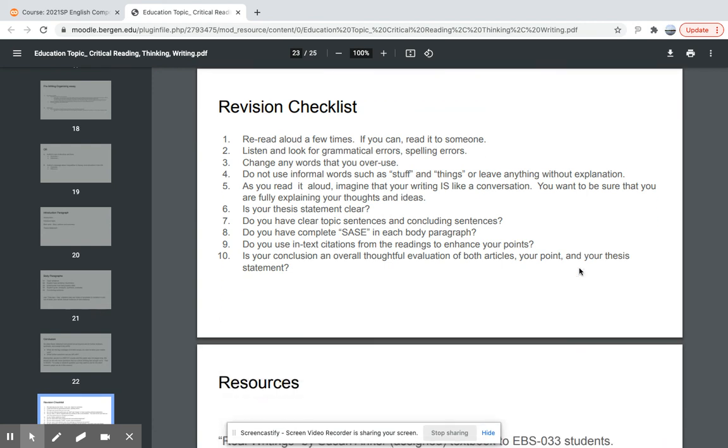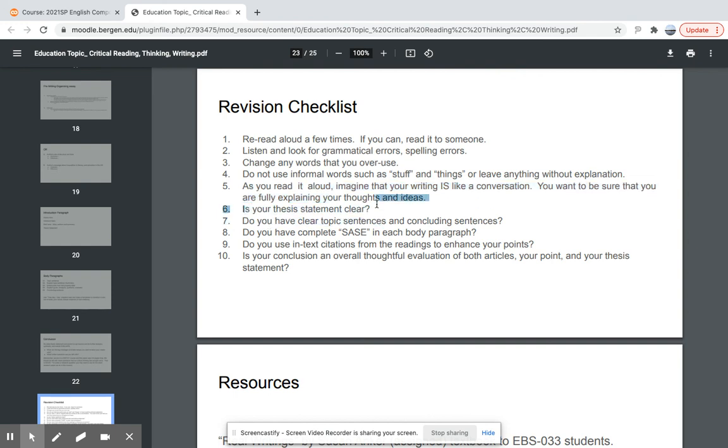Just a quick revision checklist. Reread your work a few times. Read it aloud. If you can, read it to someone. Listen and look for grammatical errors, spelling errors. Change any words that you overuse. Do not use informal words such as stuff and things, or leave anything without an explanation. As you read your writing aloud, imagine that your writing is like a conversation. You want to be sure that you are fully explaining your thoughts and ideas.